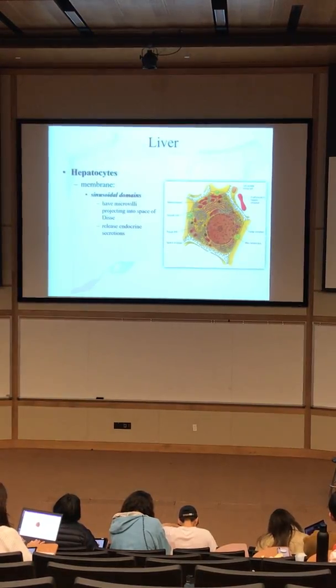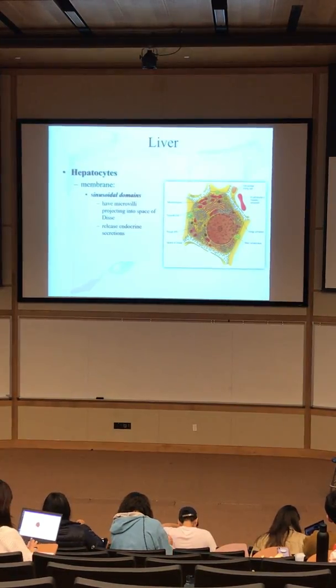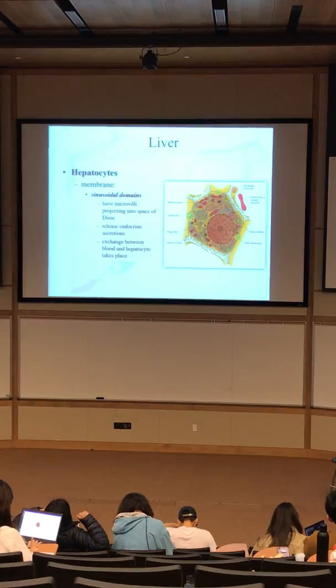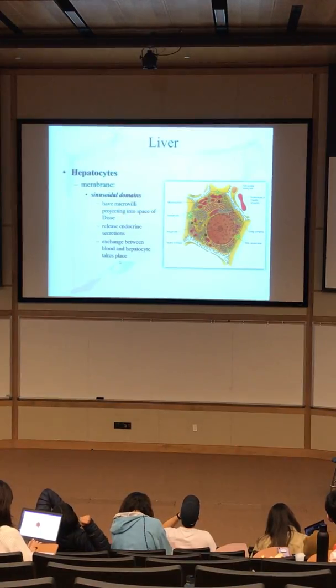So ducts would be exocrine. Bile is an exocrine secretion. And then we have some hormones produced by the liver that are endocrine secretions. So they're going to be released into the bloodstream, but they release into the space of Disse, and from there they go into the sinusoid. Okay, so there's an exchange in this space between the blood and hepatocyte within that space of Disse.